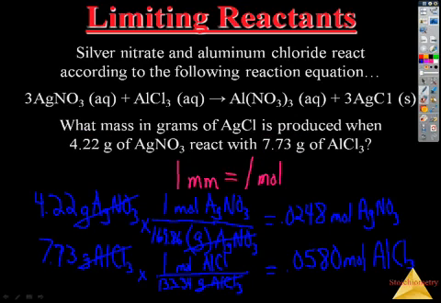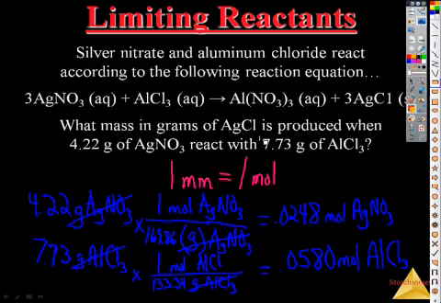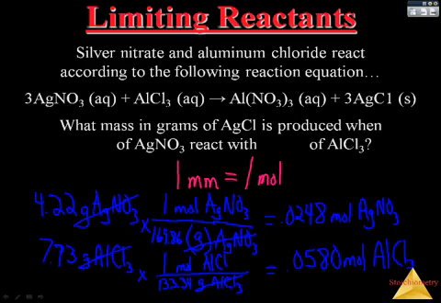Okay, let's just go ahead and replace those grams with moles. And that would be 0.0248 moles of silver nitrate and 0.0580 moles of aluminum chloride.